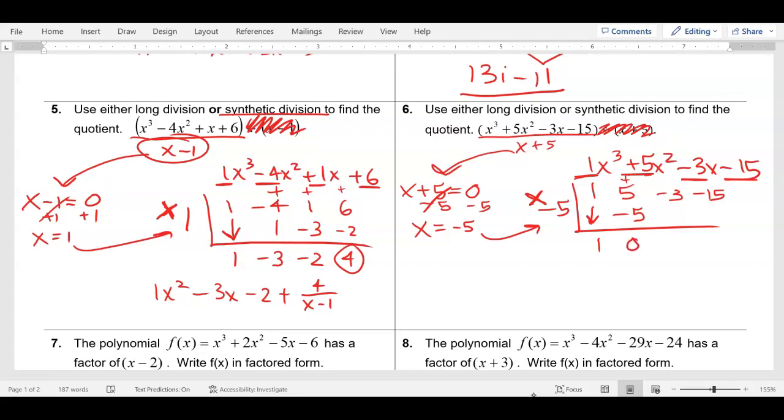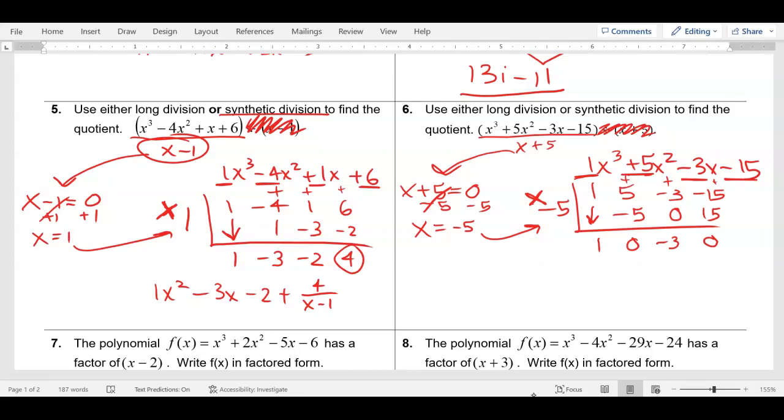And now we multiply. 0 times -5 is 0. Vertically, we're going to add. So -3 plus 0 is -3. And then multiply times the multiplier. -3 times -5 is positive 15. I'm going to add vertically, and -15 plus 15 is 0. There will be no remainder.